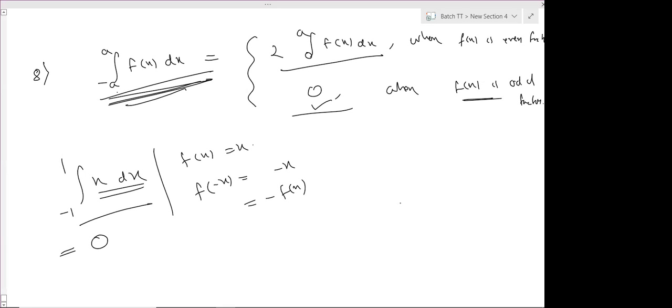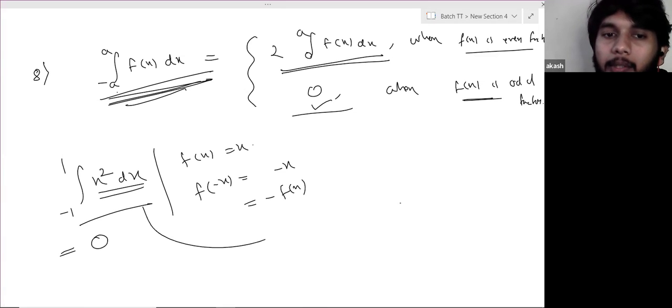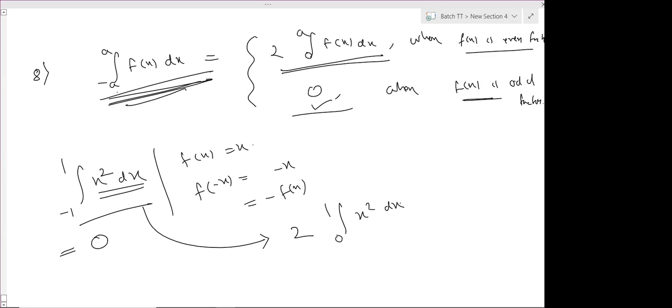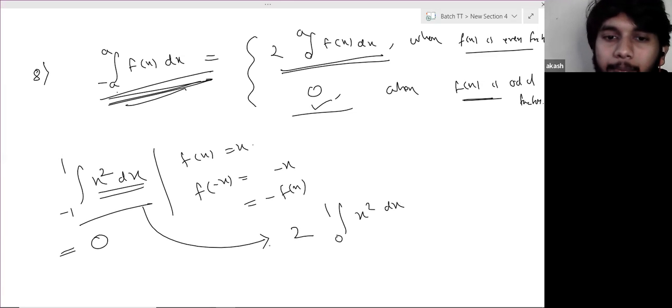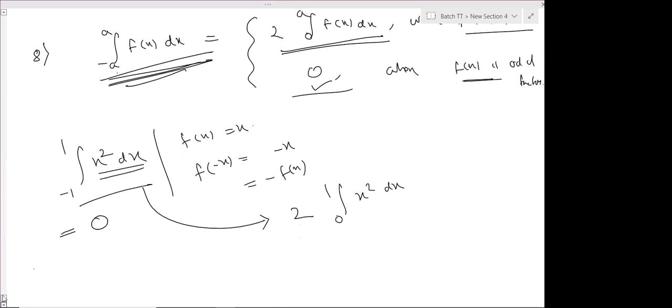Correct. But when f of x is even function, you have to write like this. Suppose I write x square. So we have just seen x square is even function. So this will be equals to 2 times 0 to 1 x square dx. Clear? Yes, sir. Thank you, sir. All right. Note it down. So done. Okay, then few questions on this.